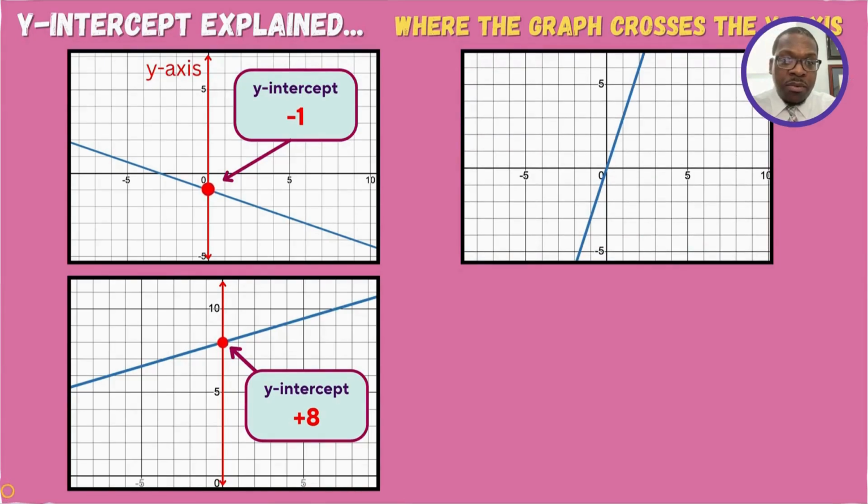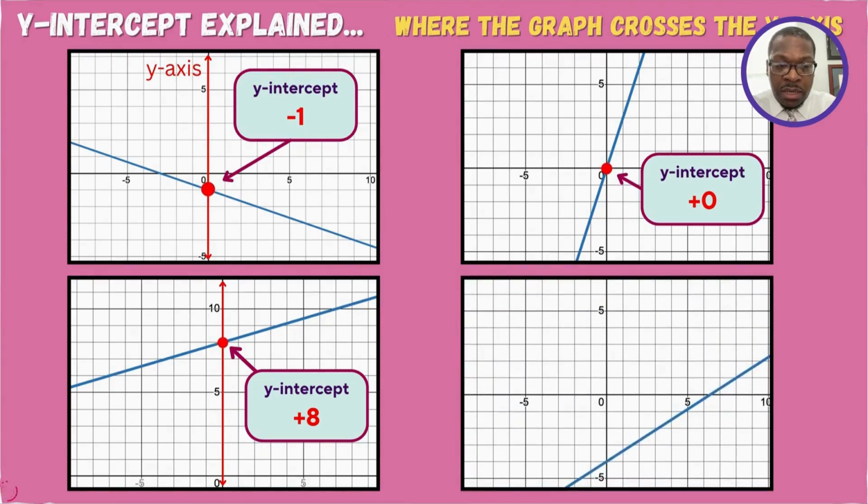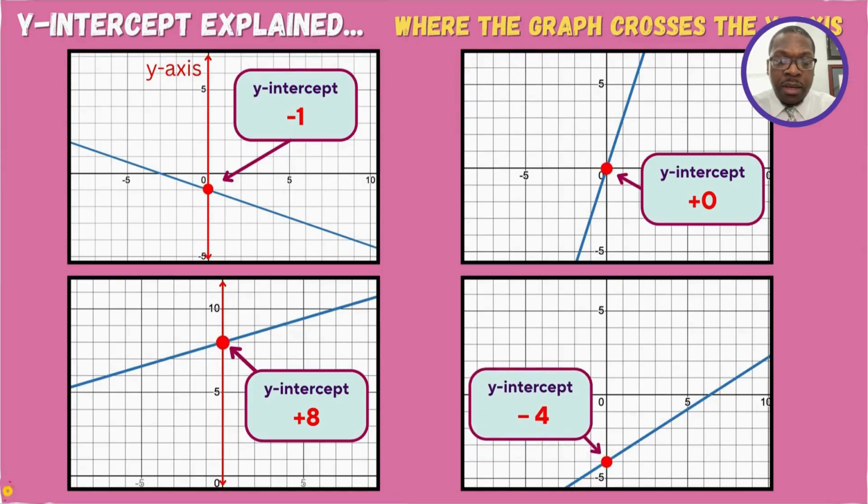And here, this is probably one of the easiest because it crosses right there in the middle. And we all know the middle is considered to be 0. So our y-intercept would be +0, or we can just leave it off. In our last graph, we can see the blue line crosses down here at the bottom, right there. And what number would that be? It's right above -5, which of course would put us at a y-intercept of -4.